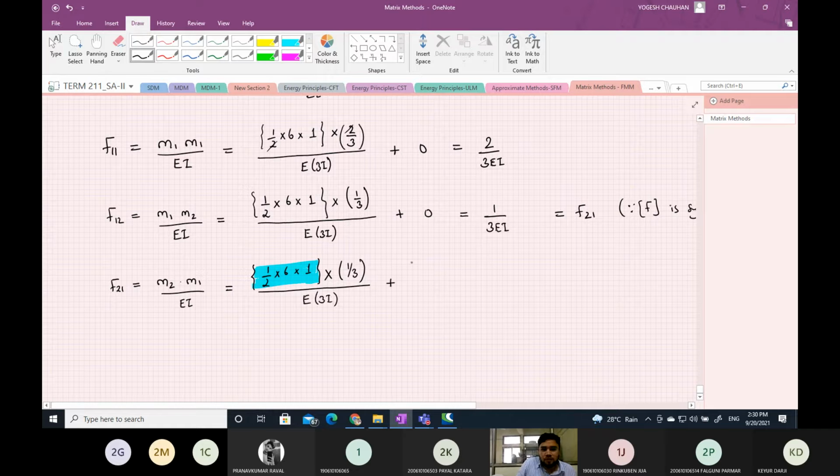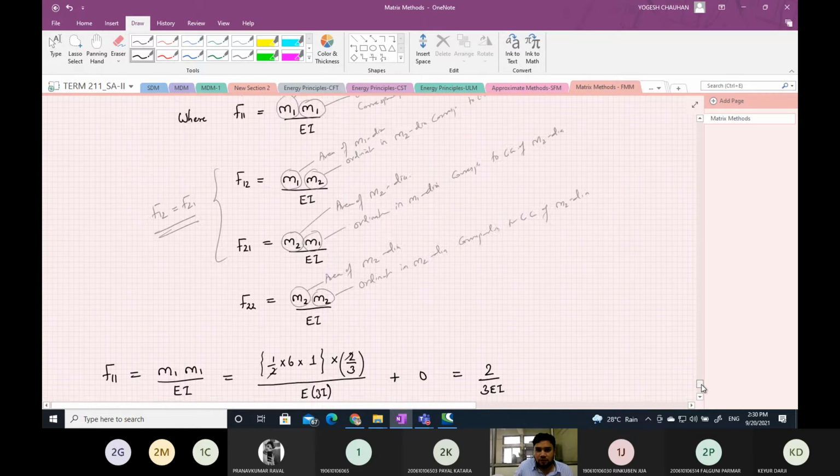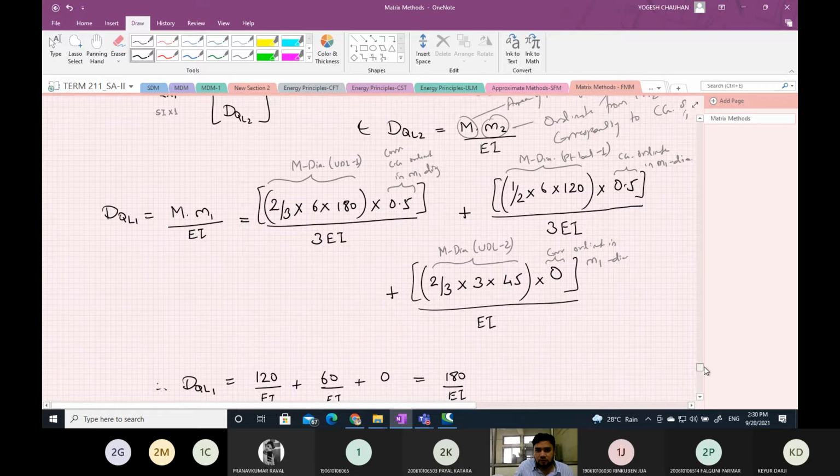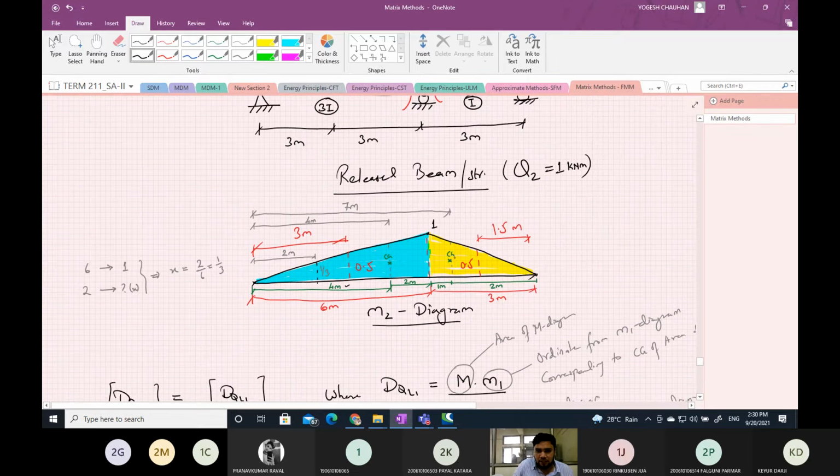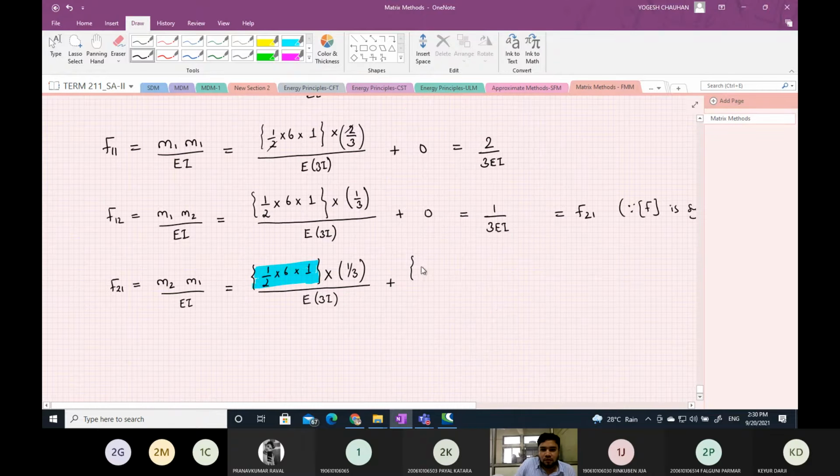Okay, plus now you have to take the area of the second segment hatched in yellow, this. So area of this triangle will be 1 by 2, base is 3 meter, height is 1 meter, so 1 by 2, 3 into 1. So this is the area hatched in yellow. Okay, and multiply it with the ordinate in M1 diagram.